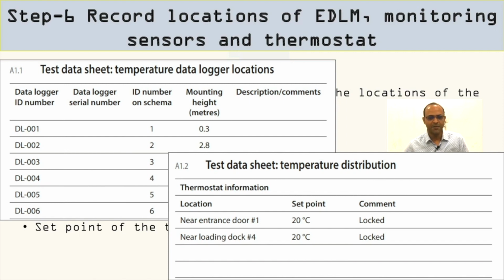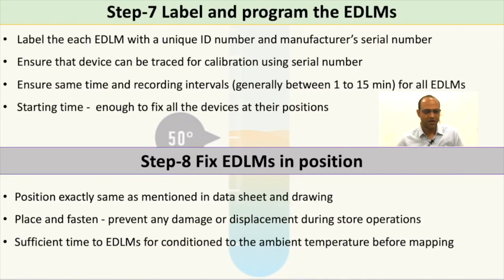Then the ID number as per the schema, meaning at which height you have placed it, for example for 6 meter height it is 0.3, 2.8, 5.4, and the second you are taking on the other side 0.3, 2.8, 5.4, and then description or any comments. Now temperature distribution, the information of the thermostat which is being located, for example one at the entrance door and near the loading door. For example the set point is 20 degrees and it is locked. Step 7.